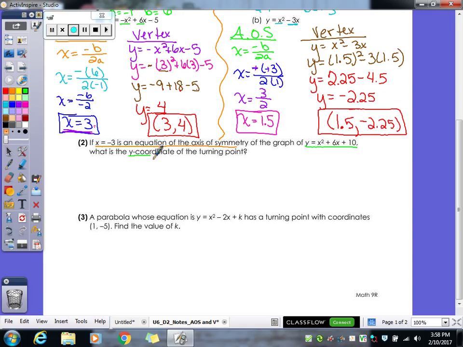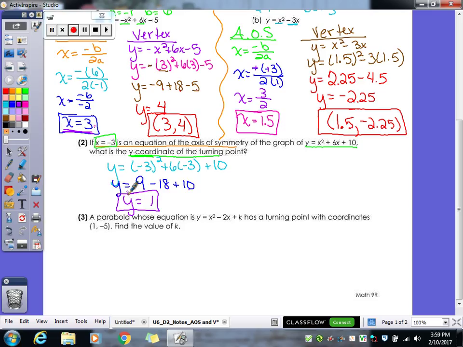They want to know what is the y-coordinate of the turning point. So as I said, this first part that we did on these two problems has already been done for us. They got x equals negative 3. They want the y-coordinate, so all I have to do is plug in that negative 3 for my x. So negative 3 squared gives me positive 9. 6 times negative 3 gives me negative 18. And then plus my 10. So 9 minus 18 is negative 9. Plus 10 gives me a 1. So my y-coordinate would be 1. y equals 1.